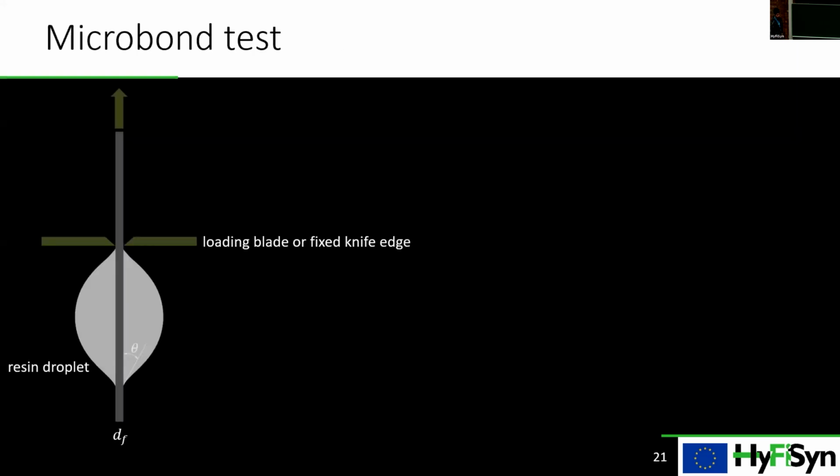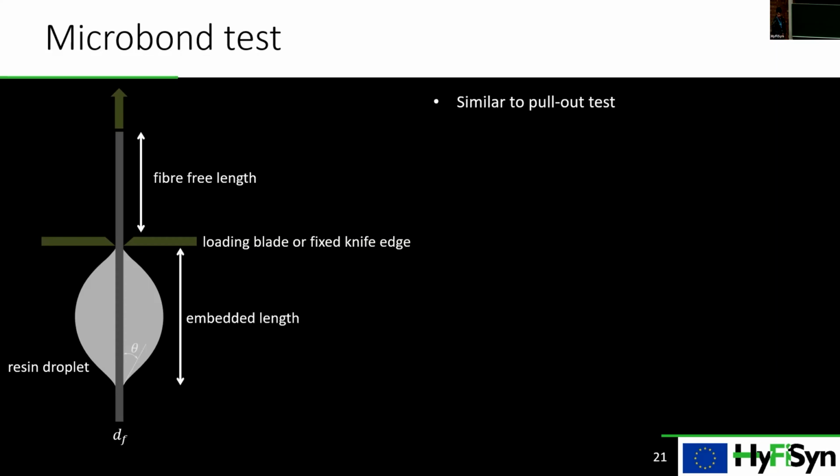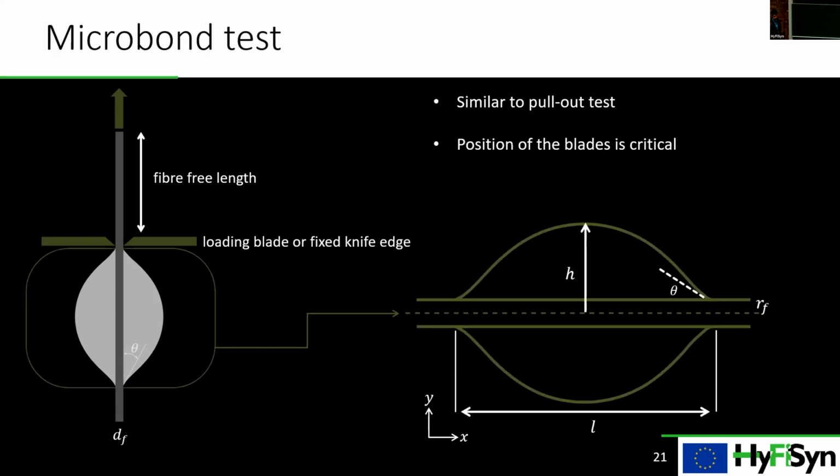The third test is the microbond test, where you basically form a droplet onto the surface of a fiber. You can either pull the fiber itself, or you can load the droplet by using loading blades or fixed knife edges. It is similar to the pull-out test. The thing you should be careful about is the position of these blades. You don't want them to be too narrow or too wide. Also, if you're going to use analytical models or finite element models, you should take care of the geometry of the droplet. You should consider it the way it was in the test.